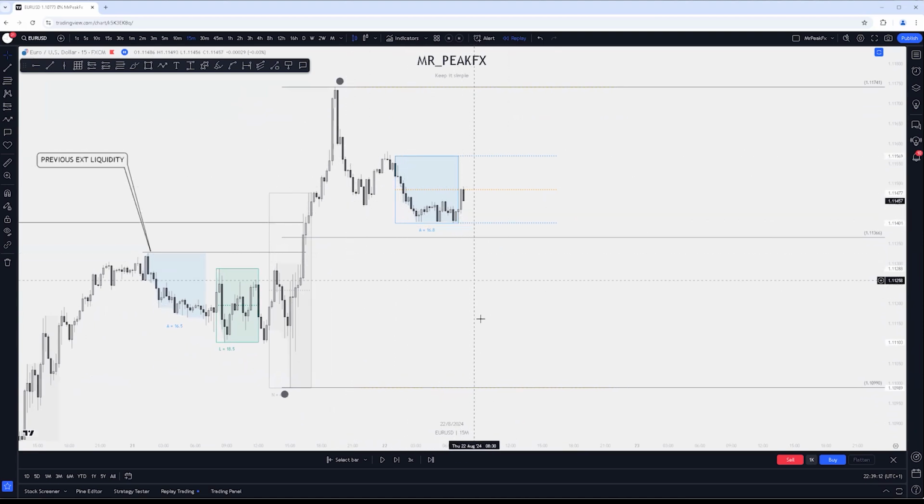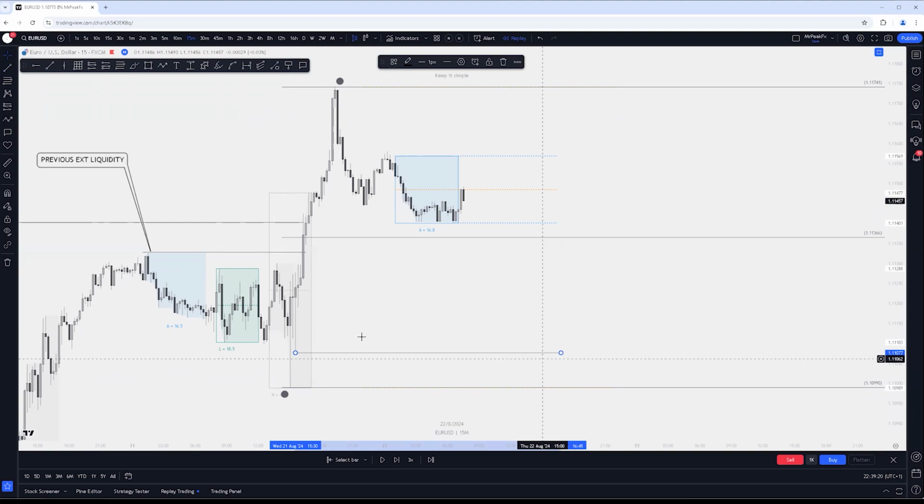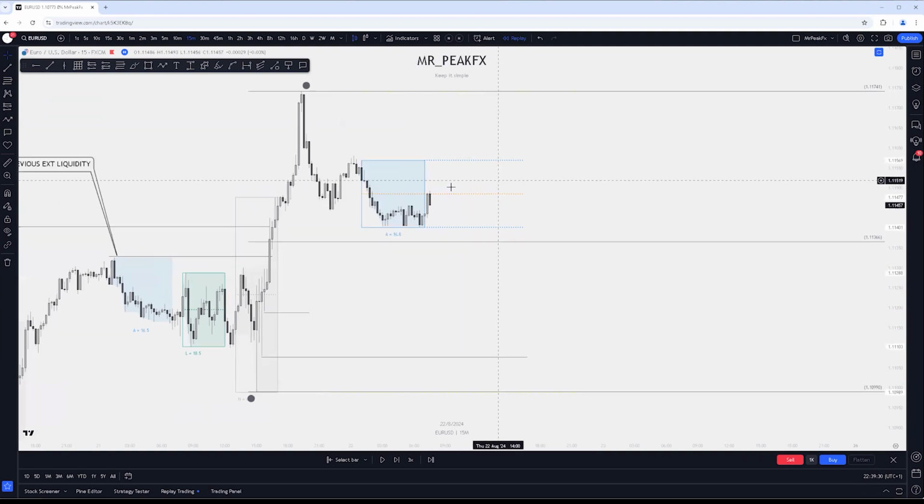That means I still want to sell to discount because we still need to come and grab some internal liquidity, which could be either this low right here, grab this guy, or maybe grab this guy. Or once price is already at discount, I'll just be looking out for maybe entries for buys. But then I'm still at premium, so I'm interested in selling, even though we are very bullish.